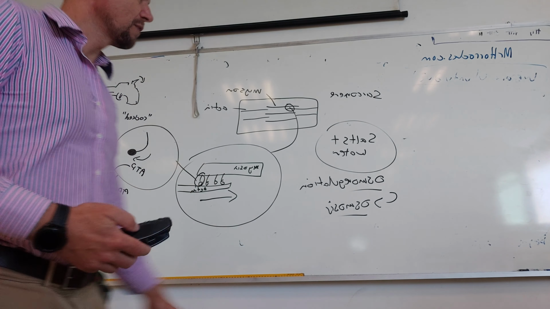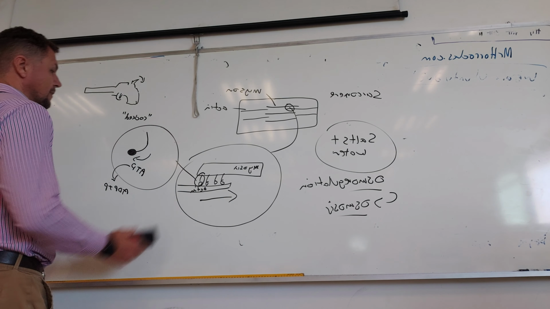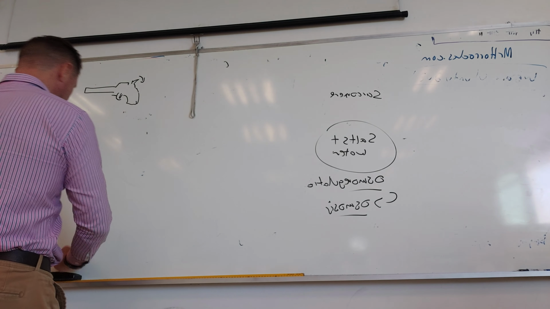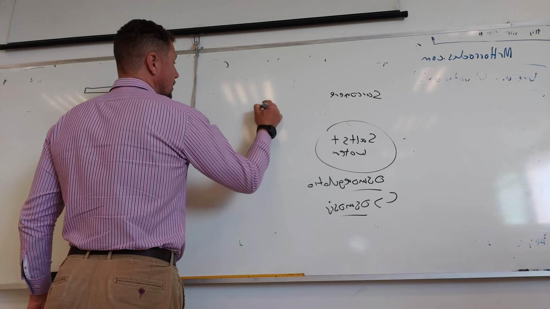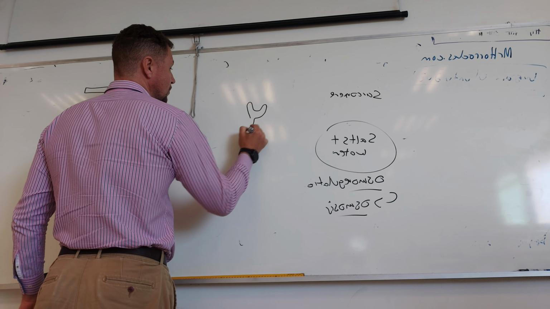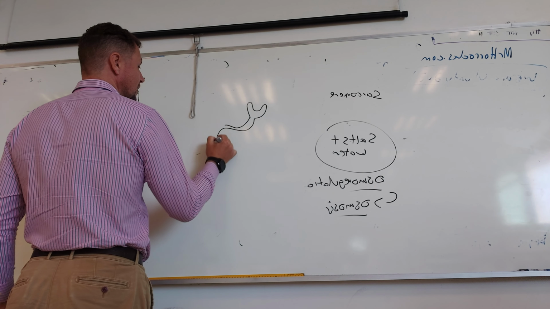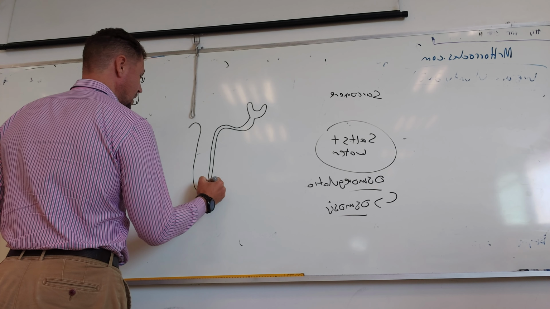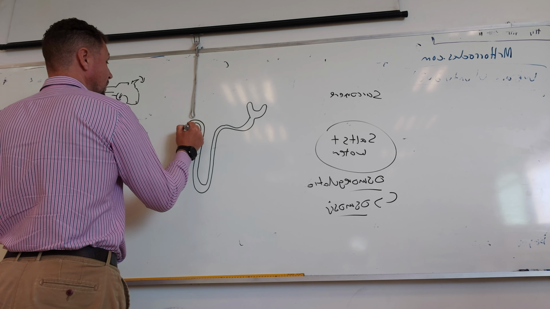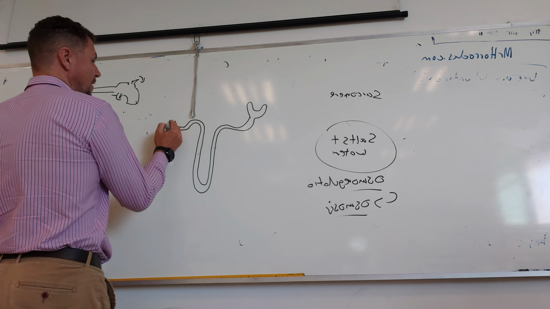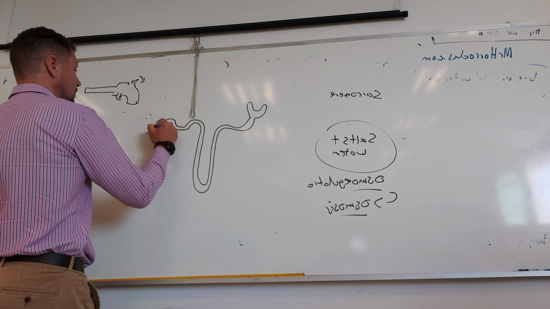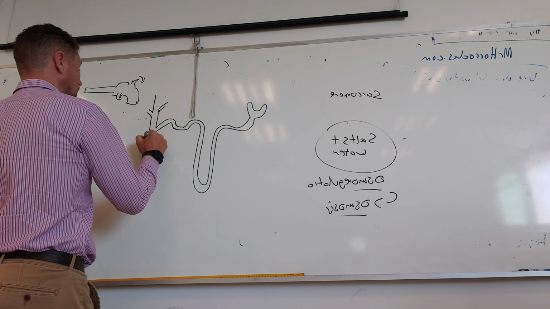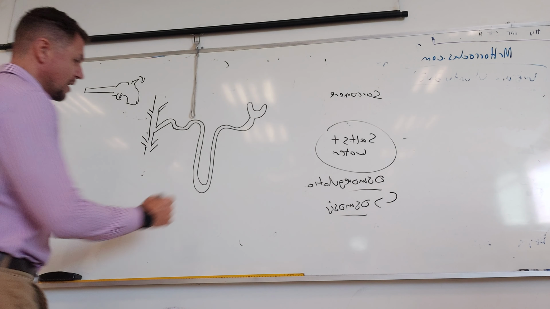Right, next question, the function of the loop of Henle. So let's go to the loop of Henle. Loop of Henle is that big long loop in a nephron, which is that tube which occurs inside kidneys. There we go. And if I show it untwisted, which is the most simple way, because in reality the loop of Henle is twisted. The loop of Henle is this bit here.